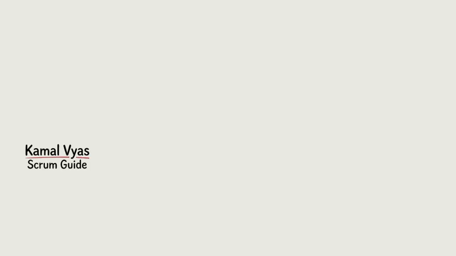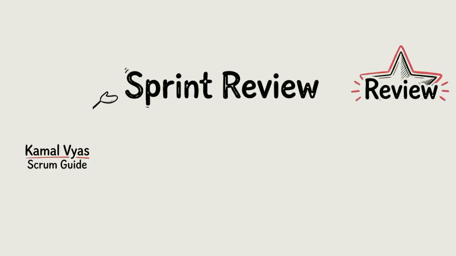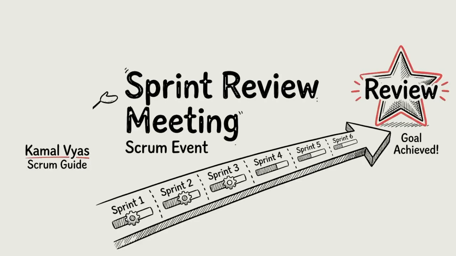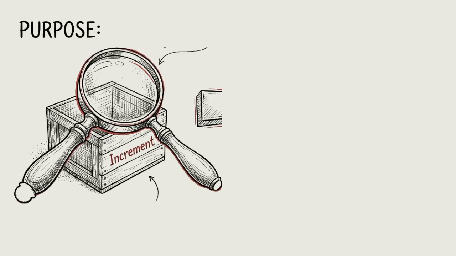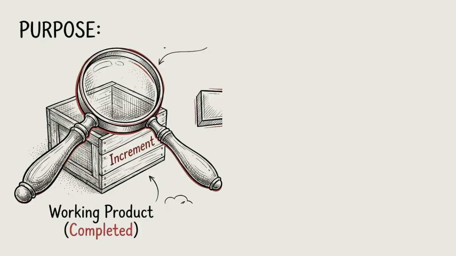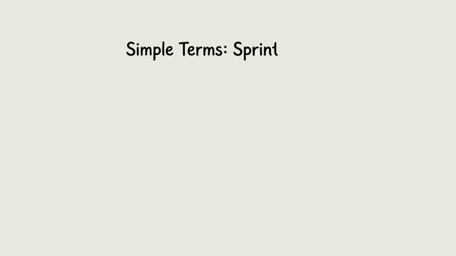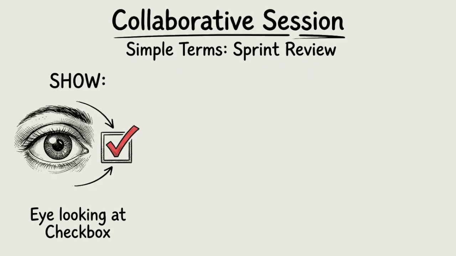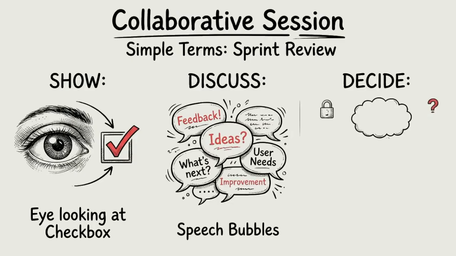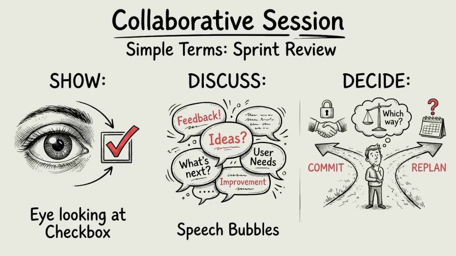A sprint review meeting is a Scrum event that happens at the end of every sprint. Its purpose is to inspect the increment, which means the working product that the Scrum team has completed during the sprint, and then adapt the product backlog based on the feedback and current realities. In simple terms, a sprint review is a collaborative session where the team shows what is actually done, discusses what was learned, and decides what should happen next with the product.